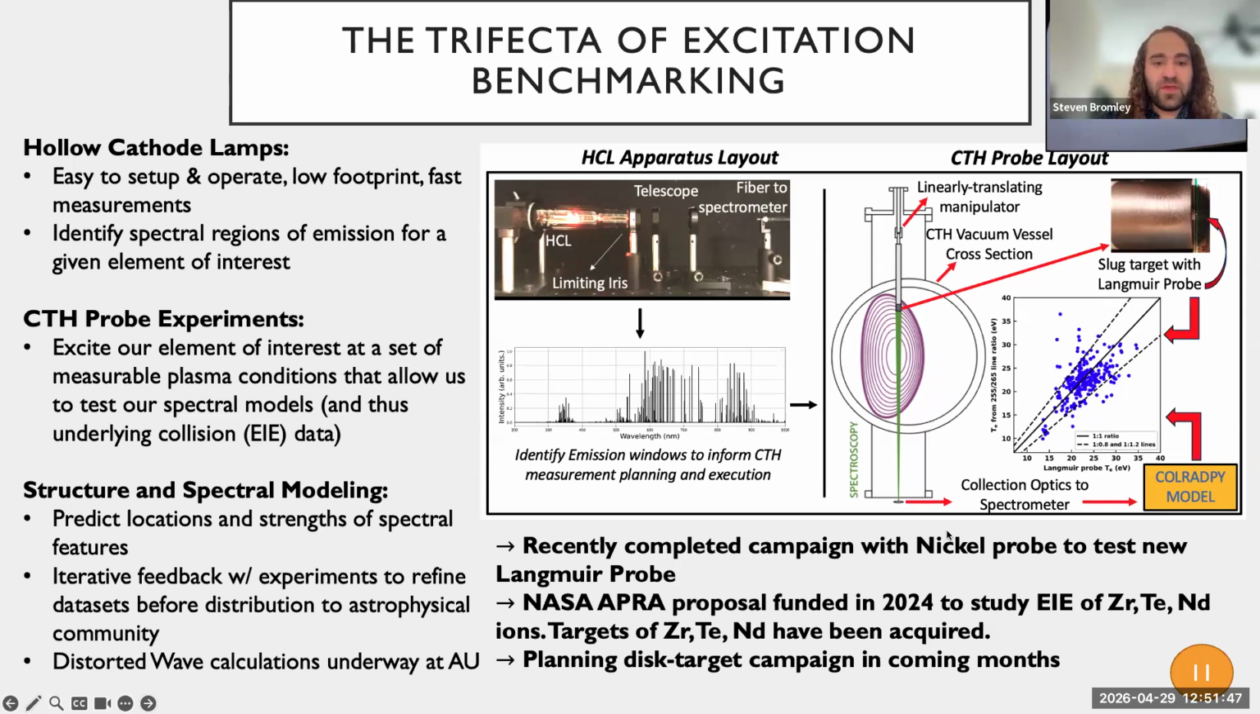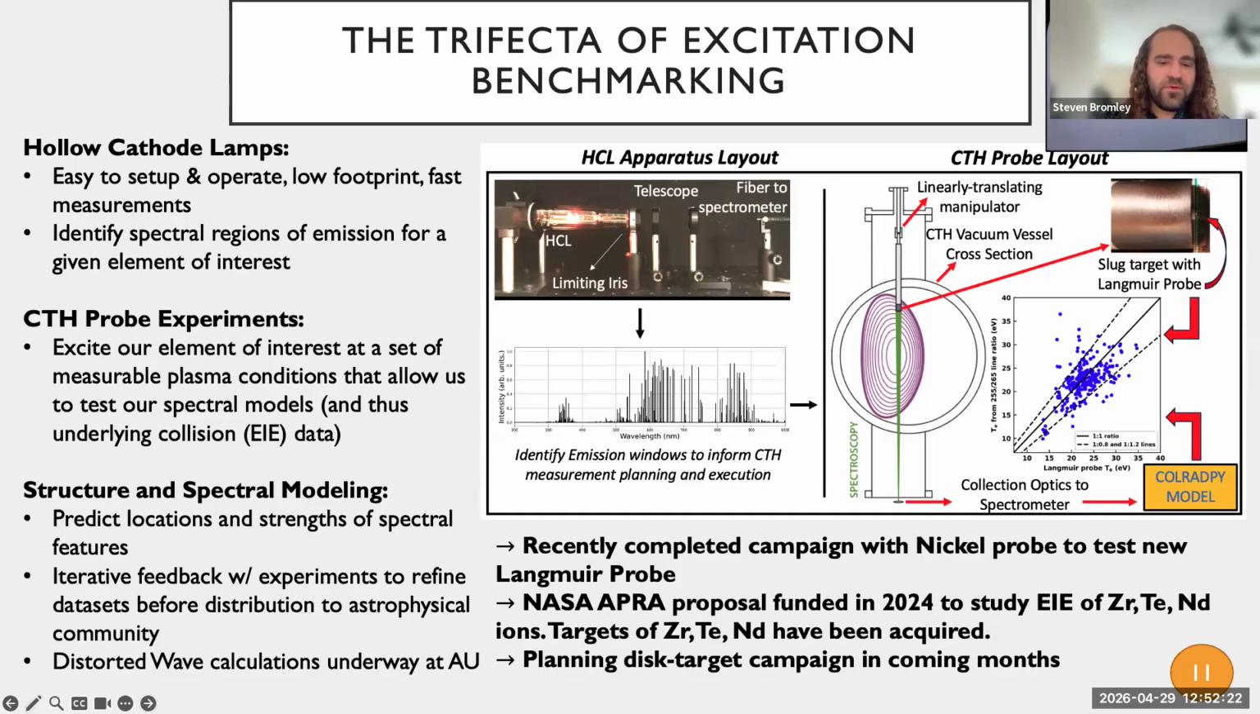And so very recently, we've tested this new Langmuir probe with a nickel target inside this device, and we're now moving on to a campaign on disk-shaped targets. As it turns out, machining some of these very high Z elements is quite difficult, and in some cases is not very safe. For example, zirconium, when machined, has a habit of catching on fire, and so there's some safety complications there. But we're planning a campaign with disk-shaped targets in the near future for a couple of these elements, zirconium, tellurium, and neodymium, that are very much of interest to these spectral models.